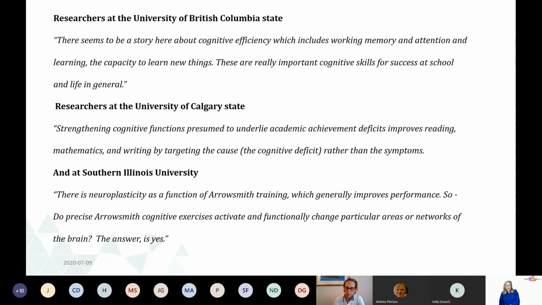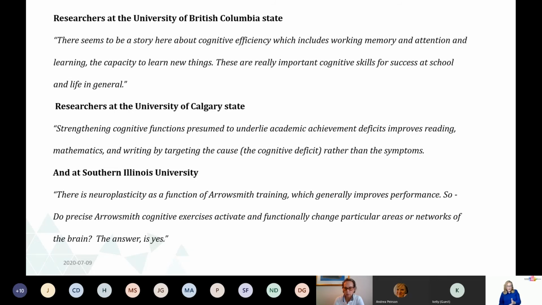University of Calgary, who did research in, I think, 2014, said that strengthening cognitive functions presumed to underlie academic achievement deficits improves reading, mathematics, and writing by targeting the cause, the cognitive deficit, rather than the symptom. So again, we're strengthening the cognitive functions. We're not addressing the symptoms, but by changing the cognitive functions, it reduces the symptoms. It leads to the cognitive and academic changes.